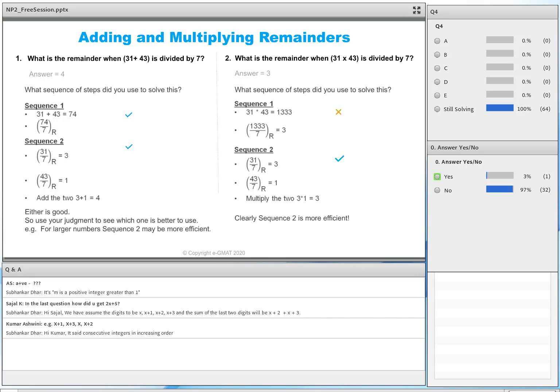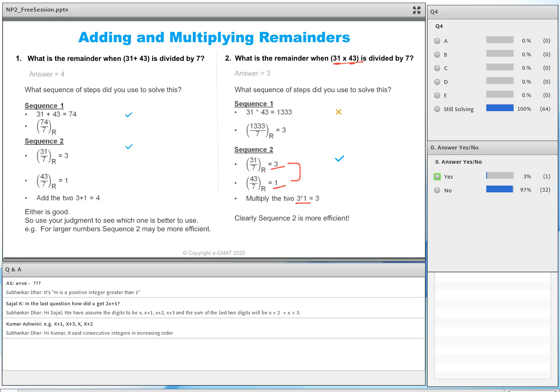The second sequence works perfectly in this part, right? What is the second sequence? Divide 31 by 7. What is the remainder? It's equal to 3. Divide 43 by 7. The remainder here is equal to 1. Now, since I needed the product to be divided by 7, I need to multiply the two remainders that I got. So once I multiply, I get the remainder to be equal to 3.